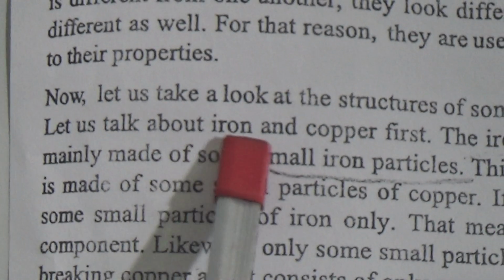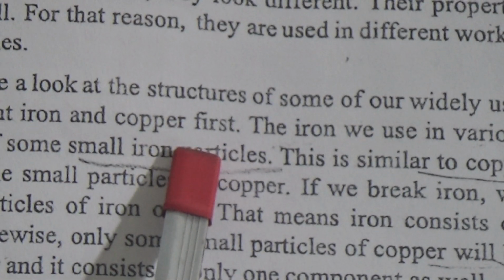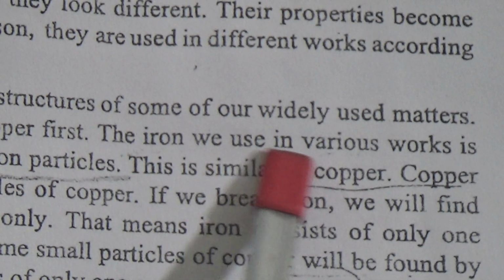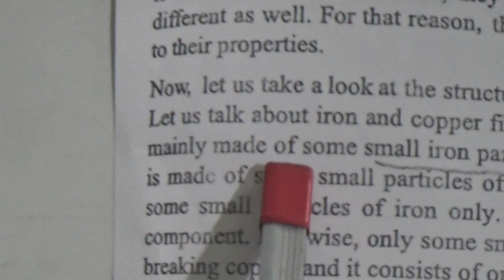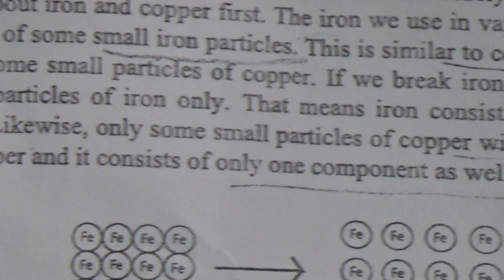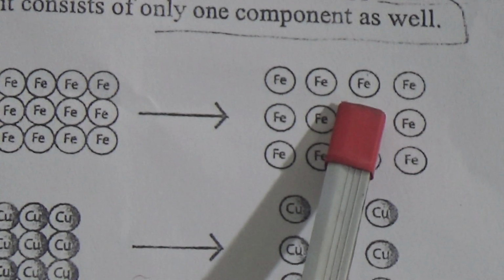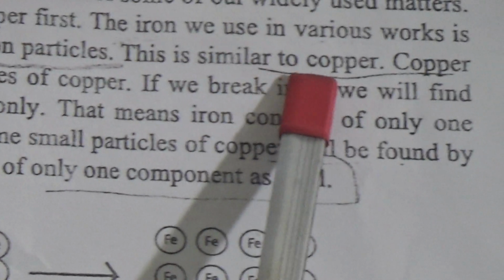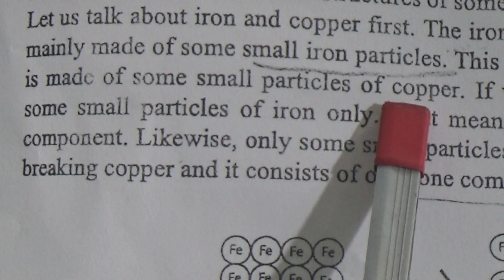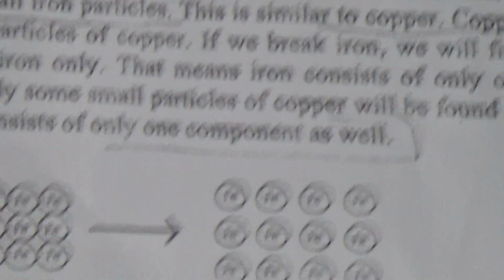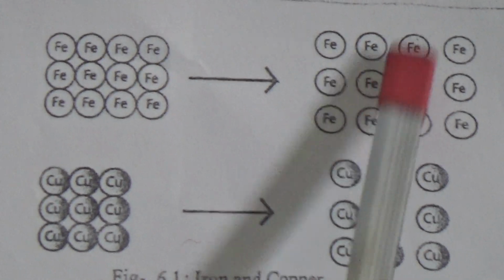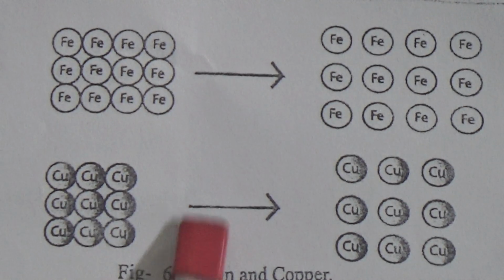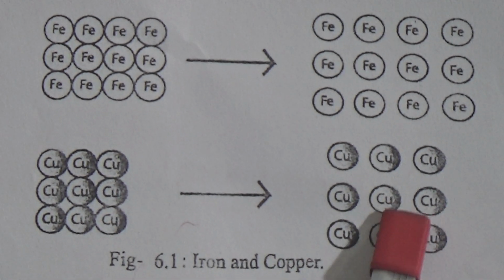Let us talk about iron and copper first. The iron we use in various works is mainly made of some small iron particles. Here are iron particles. You can see here. And this is similar to copper. Copper is made of some small particles of copper. That means iron is made up of small particles of iron, and copper is made up of small particles of copper.